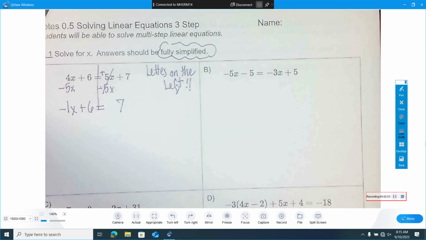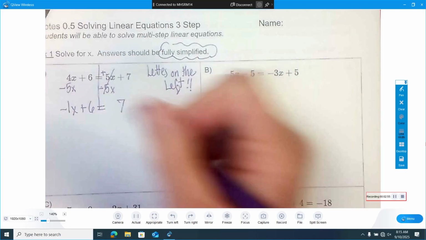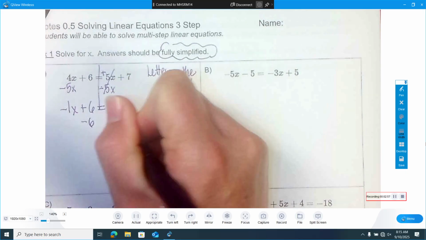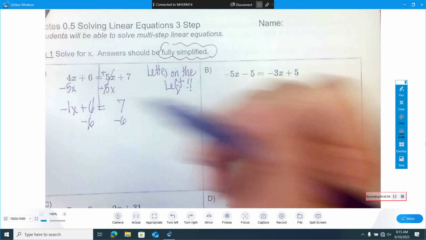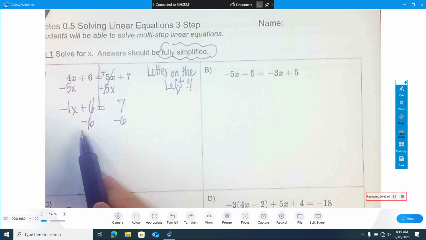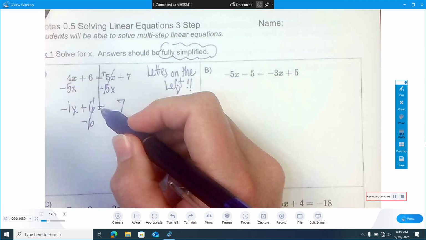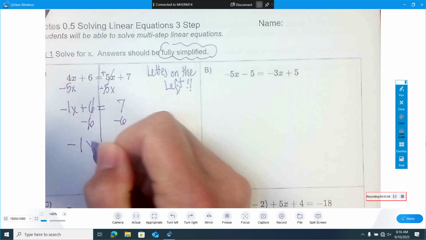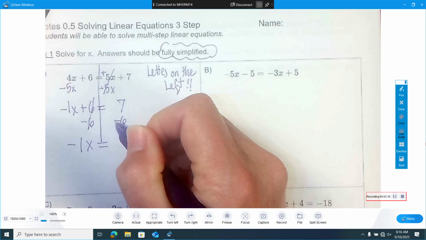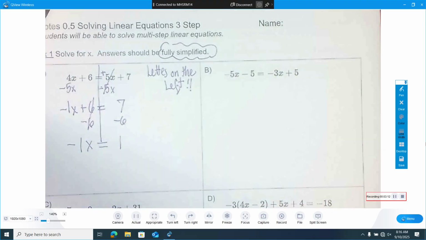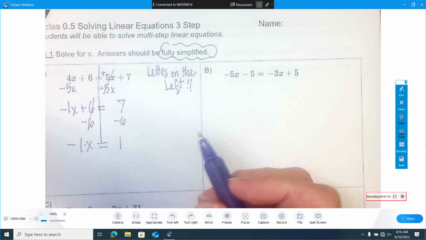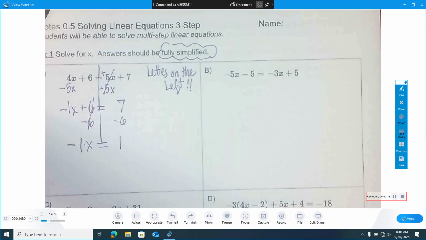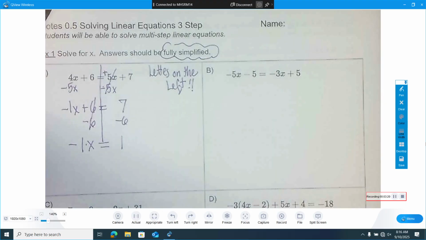And then, what do we need to do? Subtract the 6. Subtract the 6 from both sides, again, of that equal sign, if you will. And so on the left side, I have a negative 1x is equal to 7. Take away 6 is 1. And then we need to divide. Yeah, this is negative 1 times x. So I'm going to divide both sides by negative 1.